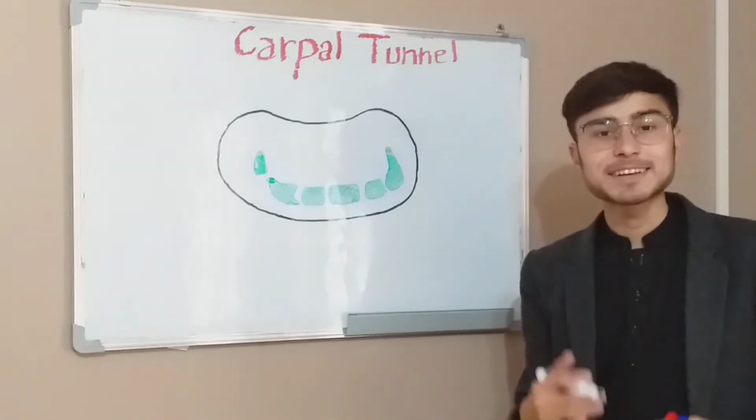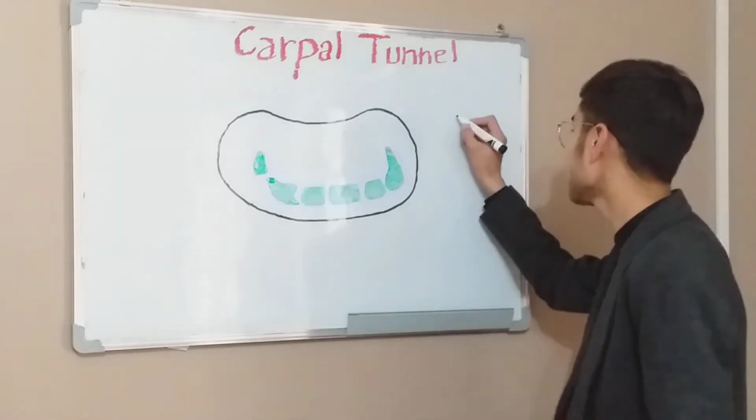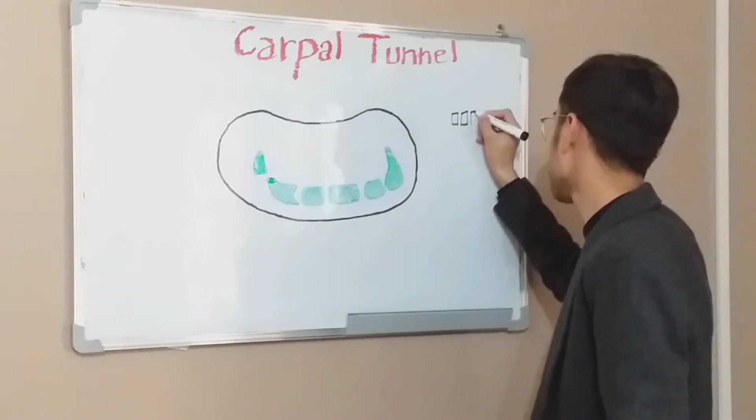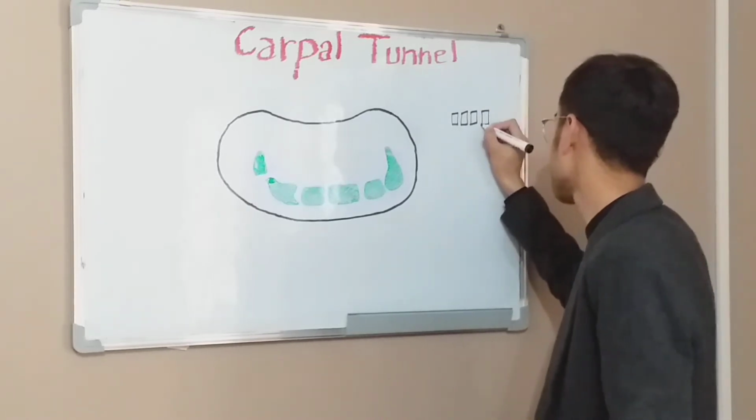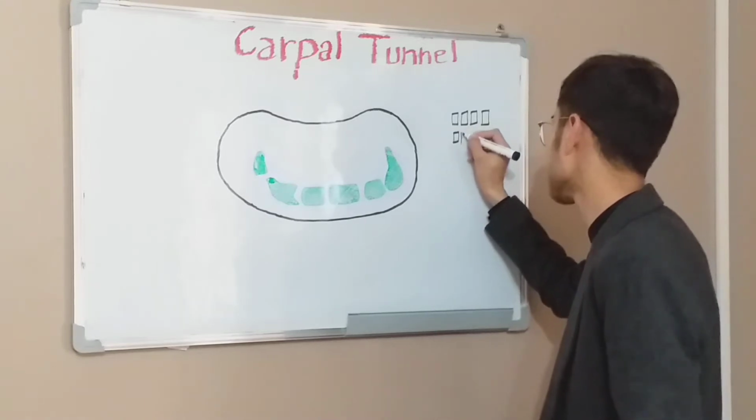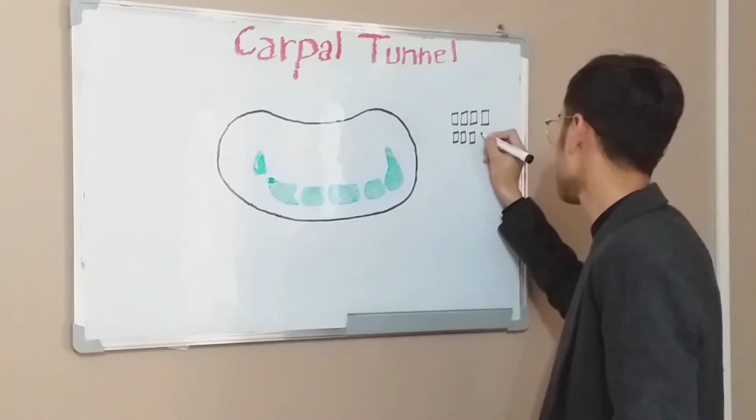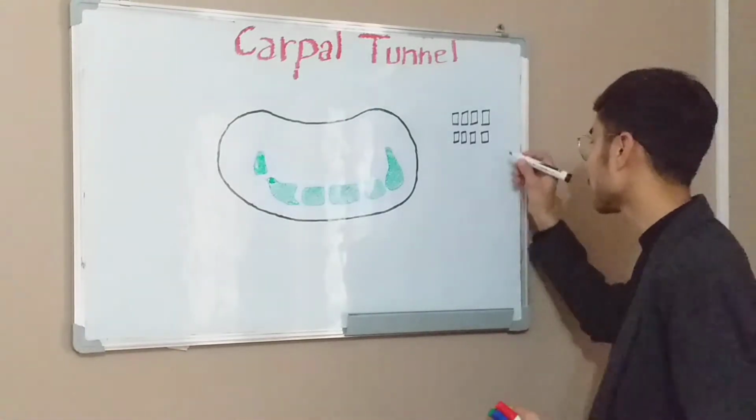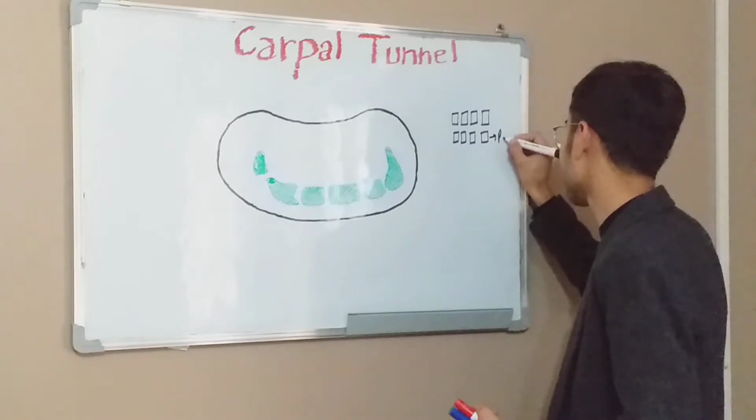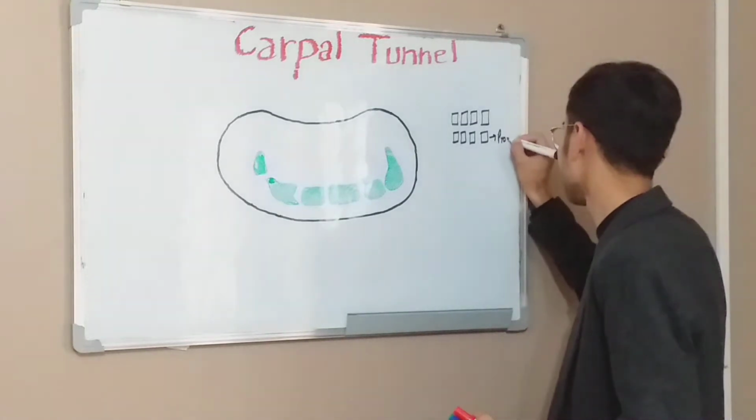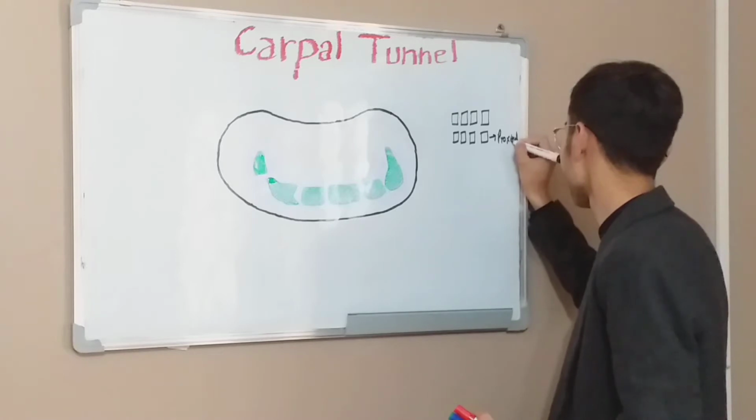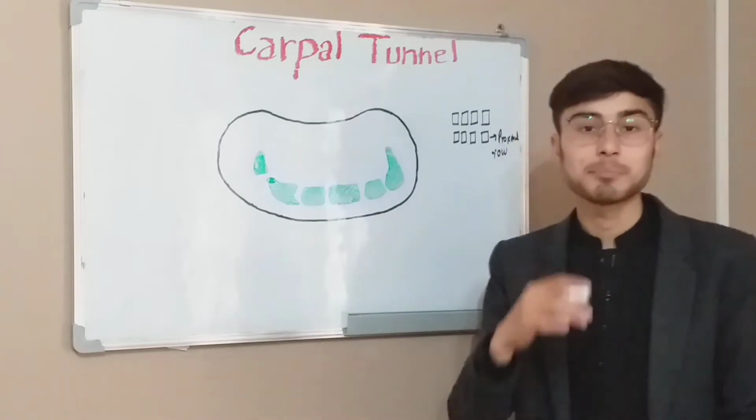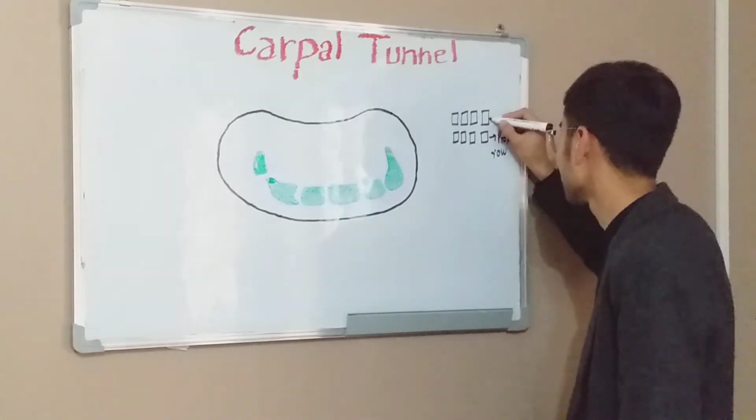So as you know that at the wrist we have 8 bones, right? And these bones are forming 2 rows. Each row consists of 4 individual bones, right? Now the row that is in contact with the radius and ulna, that very row is called the proximal row. And the row that is in contact with the metacarpals, that very row is called the distal row.